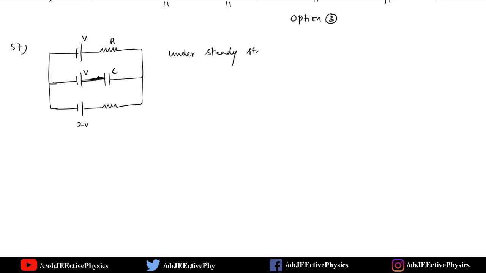steady state is nothing but, until the capacitor is charged fully, current flows through the capacitor. Once the capacitor is charged fully, no current is passed through the capacitor. That state is called steady state. So, at the steady state, once the capacitor is fully charged, no current flows through the capacitor.